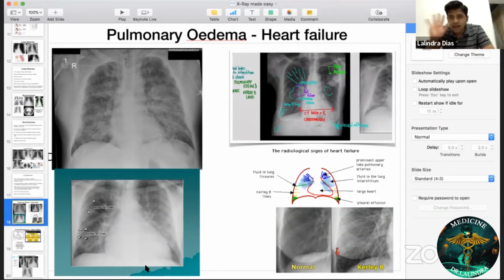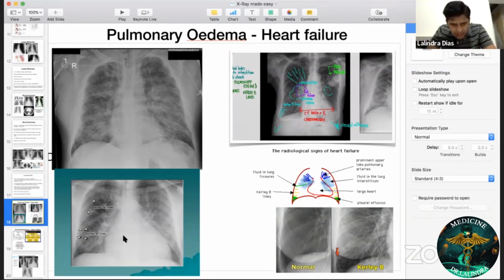So there are five radiological signs that you need to know to diagnose heart failure in a chest X-ray. And this you have to know. They have asked this in the exam. What are they? Number one, the cardiac shadow is increased. Can you see the width of the heart shadow that is increasing?